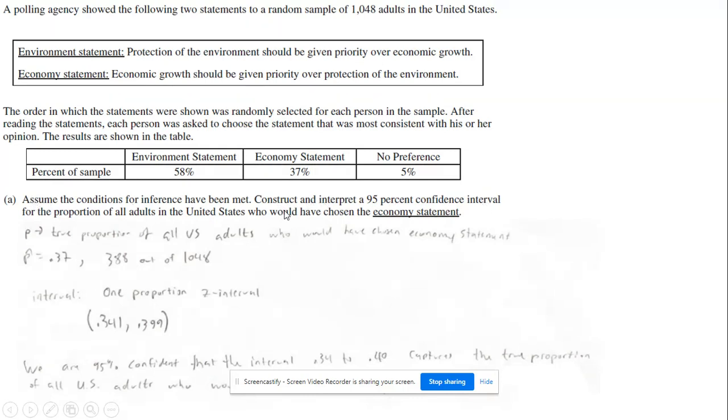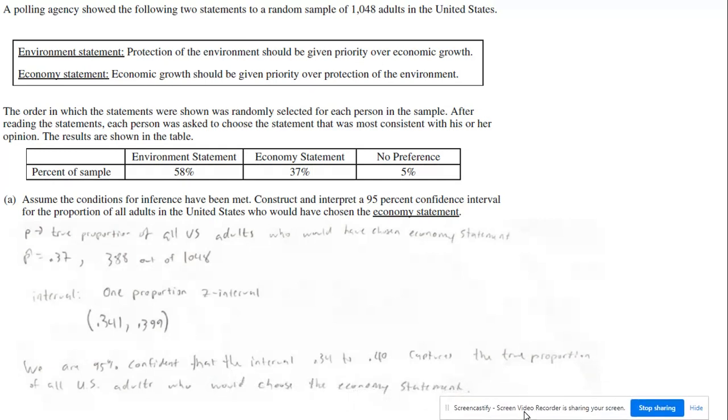Notice they said already assume the conditions for inference have been met. They'll deal with maybe the conditions in part B, but for now, assume that it's been met, we just have to construct and interpret. So I still did the state stage where I said what my parameter was. I listed my p hat, but really all I have to do to get full credit on this problem is give my interval and the name of the test. One proportion z interval is the test, give the interval, and then my conclusion. 95% confident that the interval 0.34 to 0.40 or 0.399 captures the true proportion of all US adults who would choose the economy statement.